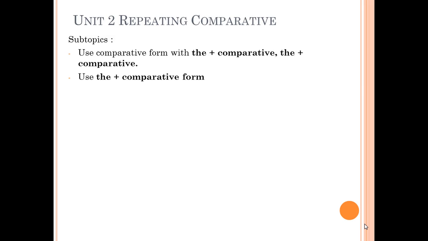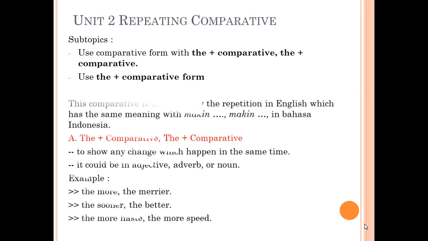Nah, untuk unit yang kedua ada yang disebut sebagai repeating comparative. Di repeating comparative ini subtopiknya yaitu use comparative form with the plus comparative, the plus comparative, atau use the plus comparative form. This comparative is used to show the repetition in English which has the same meaning with makin bla bla bla makin in bahasa Indonesia. Yang untuk yang A yaitu the plus comparative, the plus comparative.